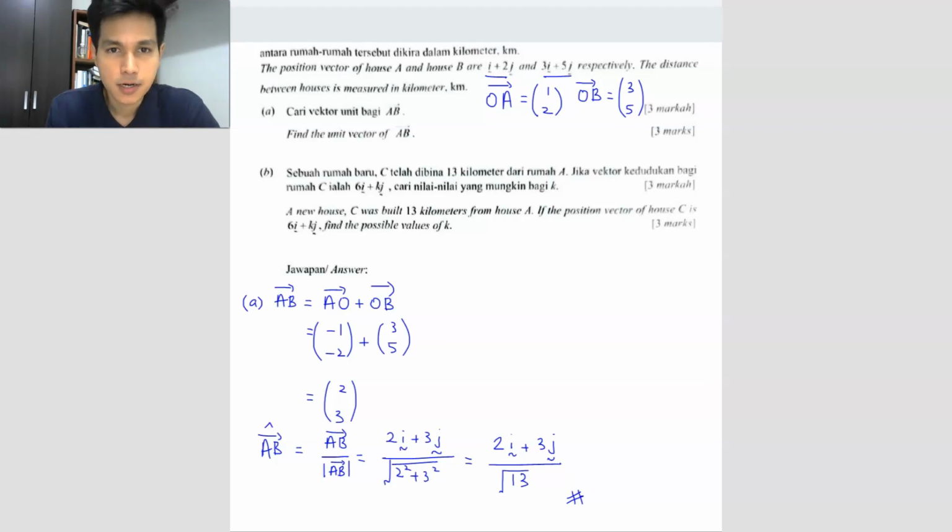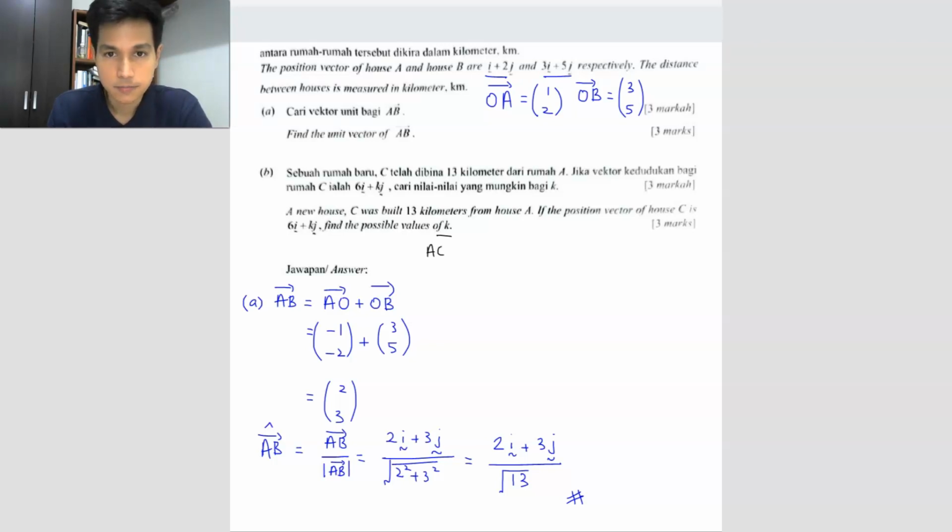Next question. A house C was built 13 kilometers from house A. So that means the distance between A and C is 13 kilometers. If the position vector of house C is given in terms of k, you don't know the value of k. Find the possible value of k. This question wants you to use the distance formula, the magnitude. Before you can find that, you must first find the vector AC, because you are looking for AC.